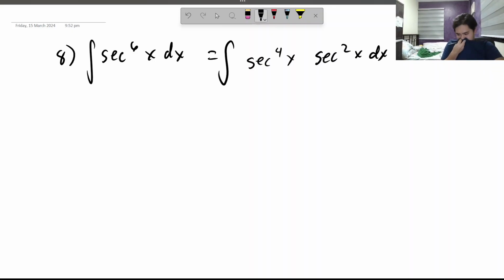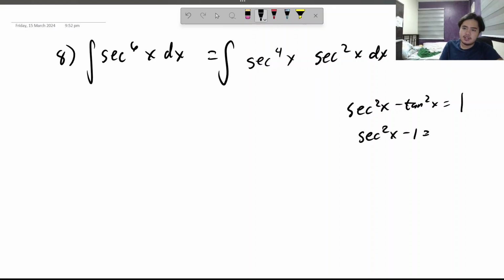Alright. We know this identity: secant squared x minus tangent squared x equals 1. This brings us the fact that secant squared x minus 1 is tangent squared x. Sorry. Hold on. 1 plus tangent squared x. Sorry, I got that wrong.